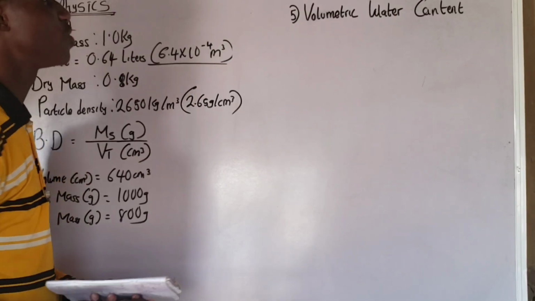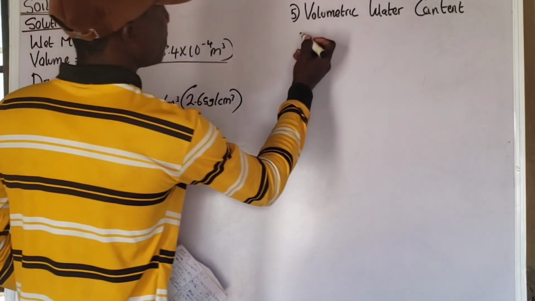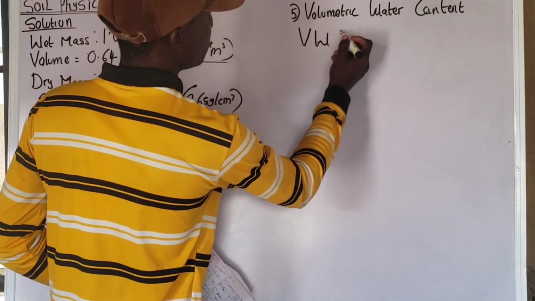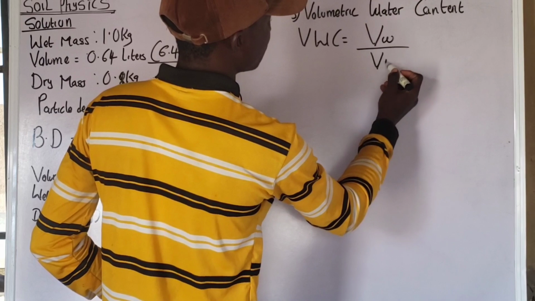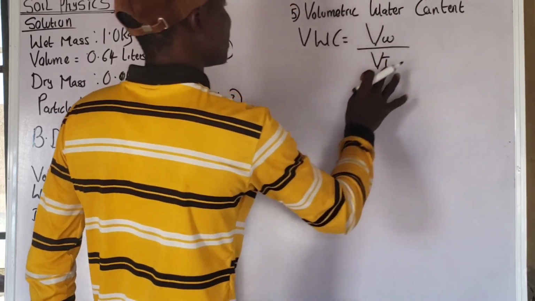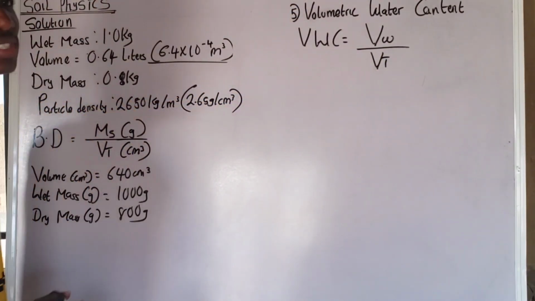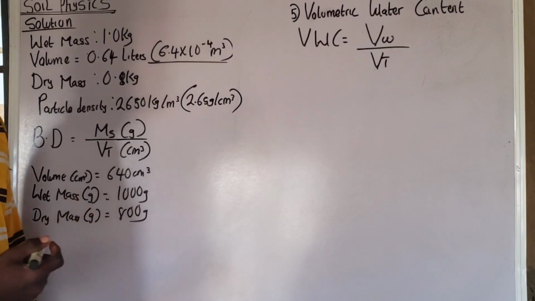Now, how do we determine the volumetric water content? To determine the volumetric water content, VWC is given by this formula: the volume of water all over the total volume. You understand? Now, we know that the total volume is what? 640 centimeter cube. Now, how do we determine the volume of water?